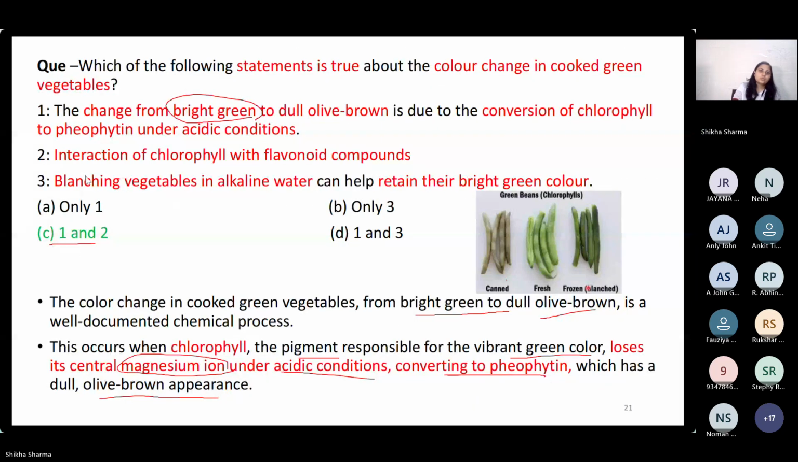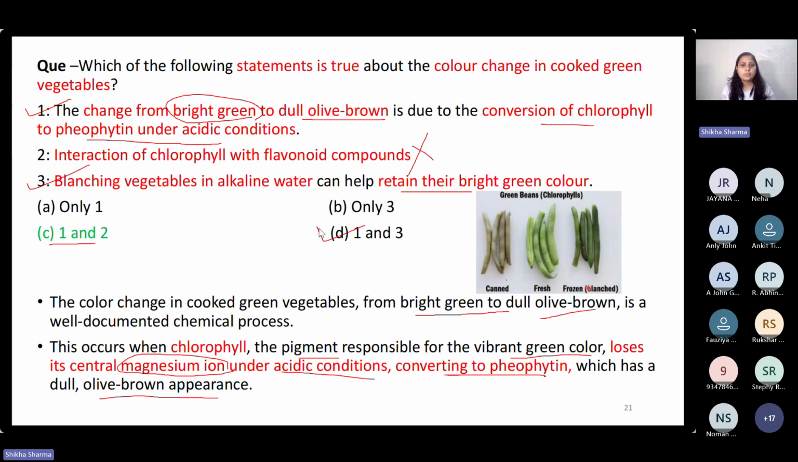So the change from bright green to dull olive brown is due to the conversion of chlorophyll to pheophytin under acidic condition, which is true. Then blanching vegetables in alkaline water can retain their bright green color, which is also true, but the interaction of chlorophyll with flavonoid compounds is not there. So the second is not correct. So answer D is correct here.